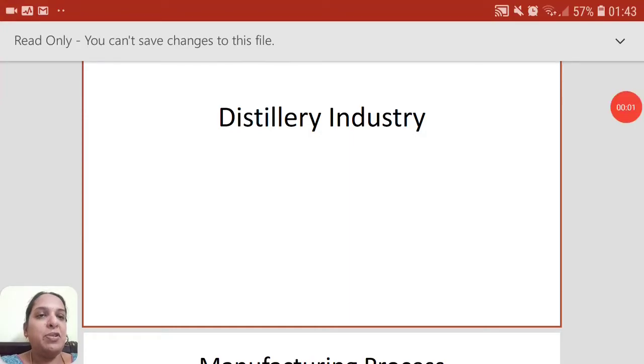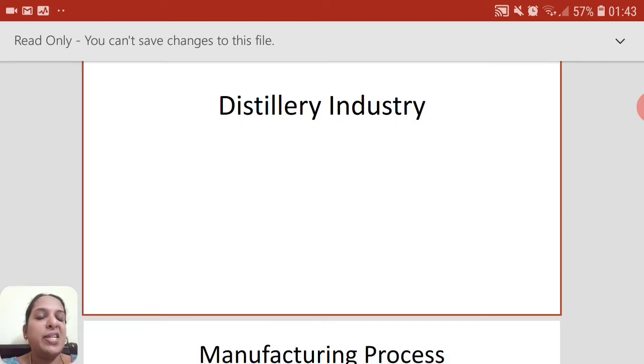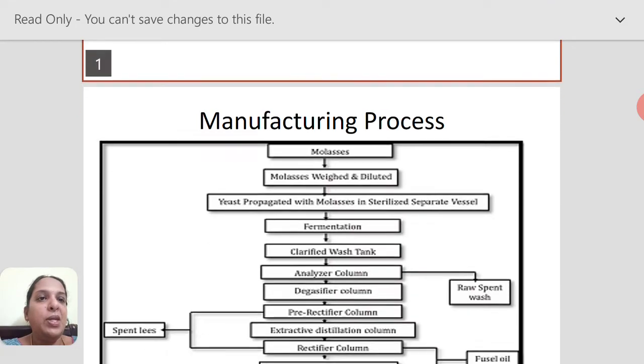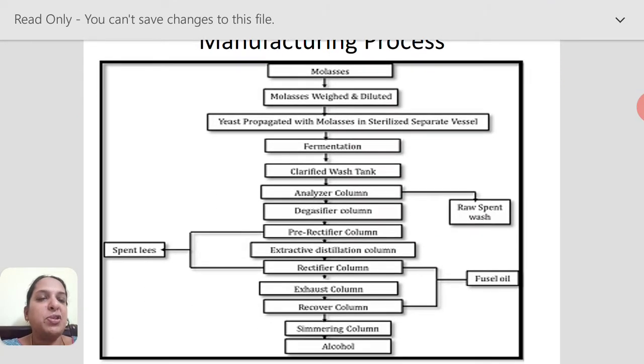Good afternoon, students. In this session, we shall discuss the distillery industry, how alcohol is manufactured in distillery units, as well as the sources of wastewater, its characteristics, its effects when discharged into a stream, and finally the treatment of this distillery wastewater. We'll discuss them one by one. So this is the basic manufacturing process in the distillery unit.